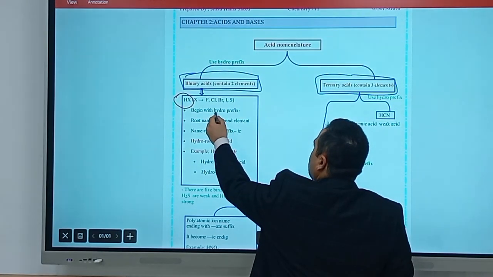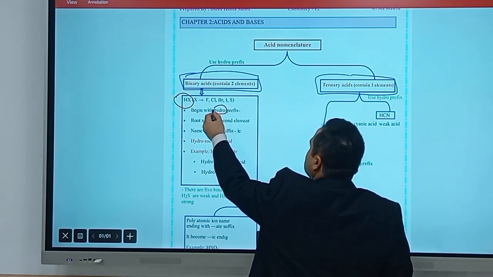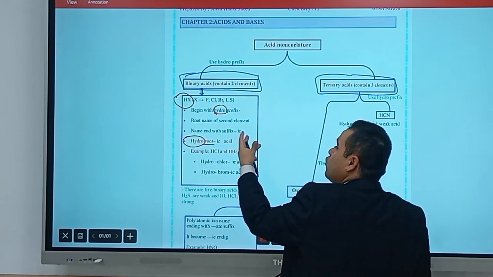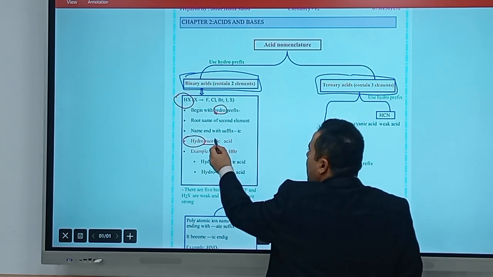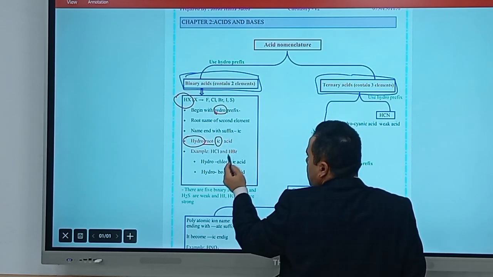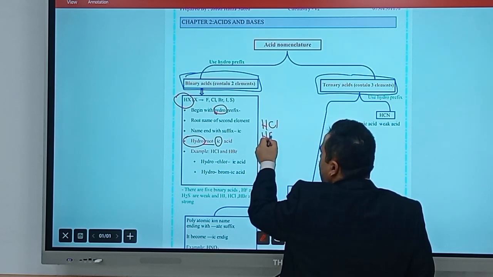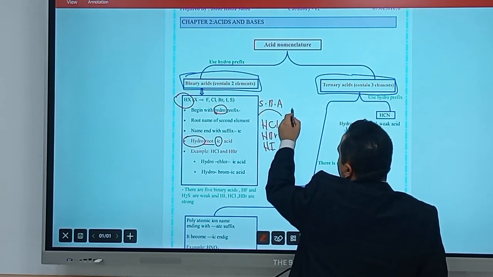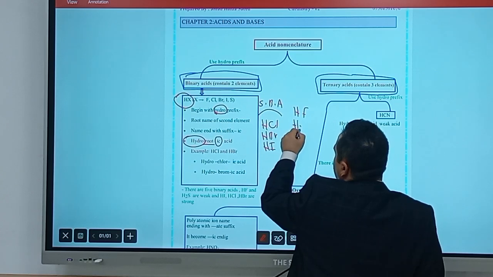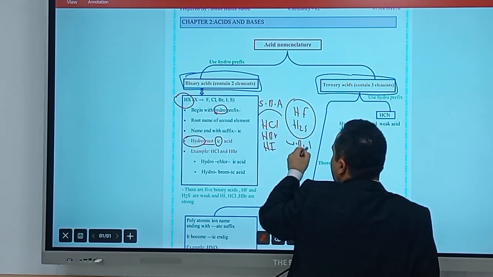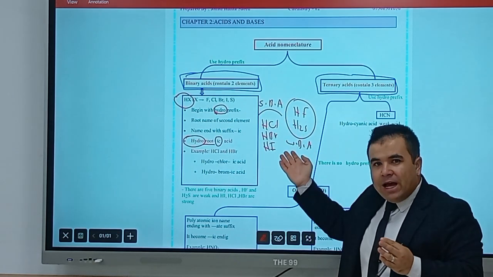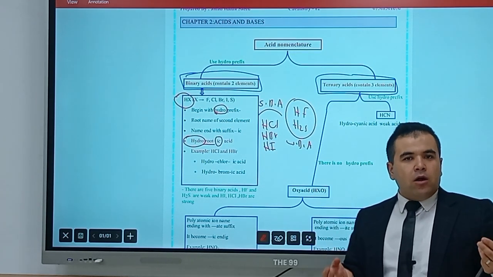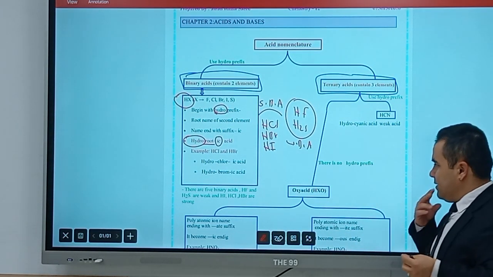And in order to name them, we have to add a prefix of hydro, the root name, meaning chlor, brom, iod, sulfur, and fluor, and then the suffix of IC. We have got HCl, HBr, HI as the strong binary acids, and HF, H2S as the weak binary acids. Hydrochloric acid, hydrobromic acid, hydrofluoric acid, hydroiodic acid, and hydrosulfuric acid are the names for all the binary acids.